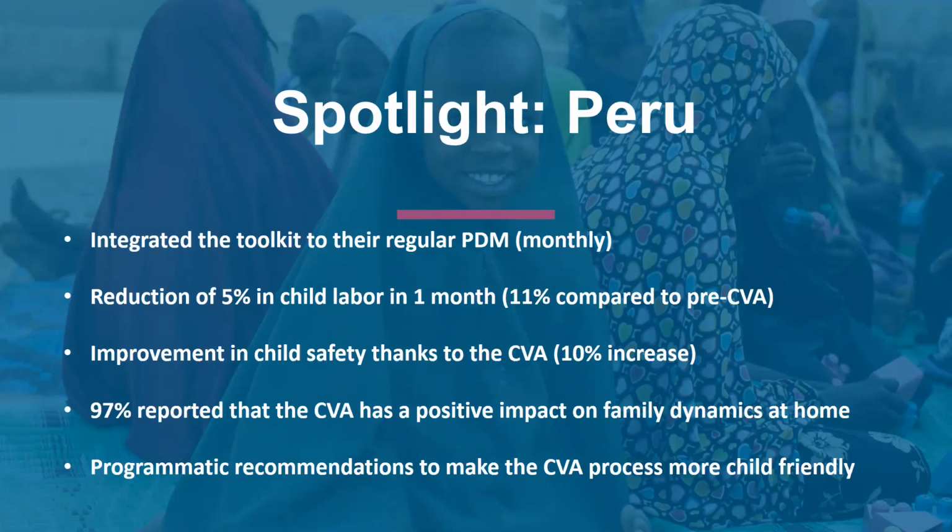So for now, we only have 2 months of data collected, but we already saw a reduction of 5% in child labor within 1 month in households that were receiving cash, and that reduction was specifically linked to the cash transfer by beneficiaries. We also compared this with data that we were collecting at selection stage, and we saw a reduction of 11% in child labor, thanks to the cash transfer, compared to prior to the cash transfer.